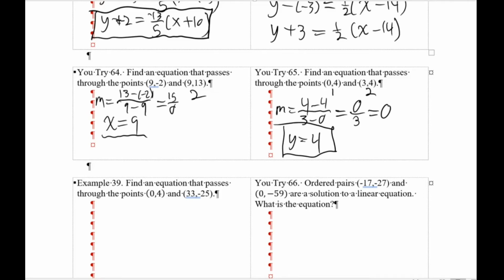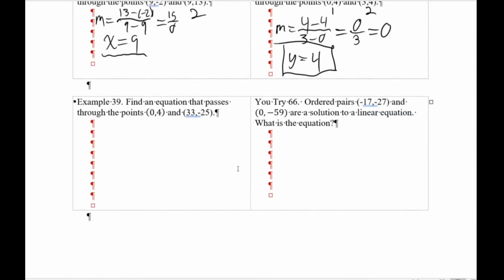In example 39, we need to find an equation that passes through the points (0, 4) and (33, -25). Let's try this again. Here's going to be my point 2, here's point 1. So what we have is m equals y2, negative 25, minus 4, all over 33 minus 0. I simplify this. m equals negative 29 over 33.